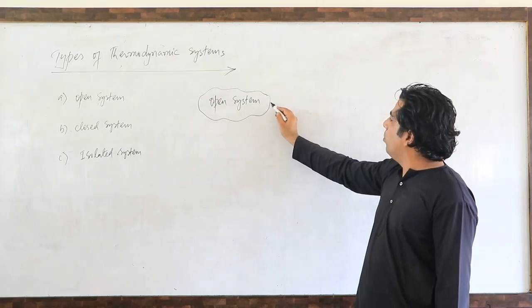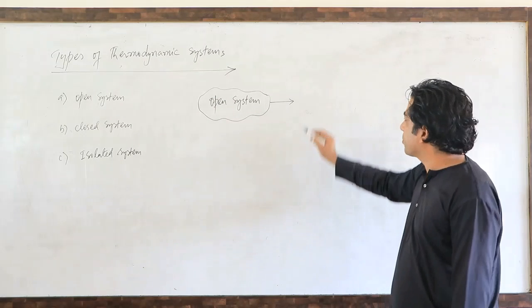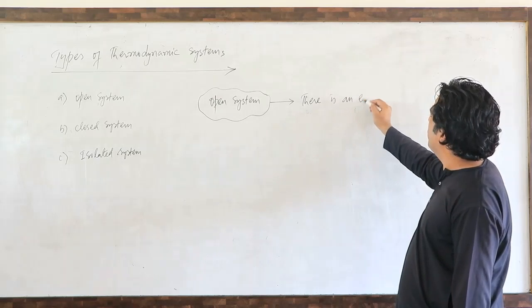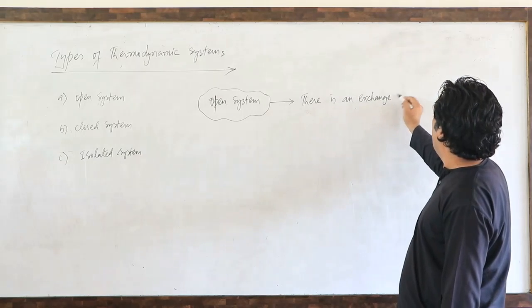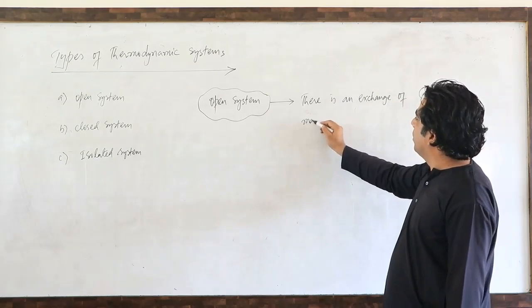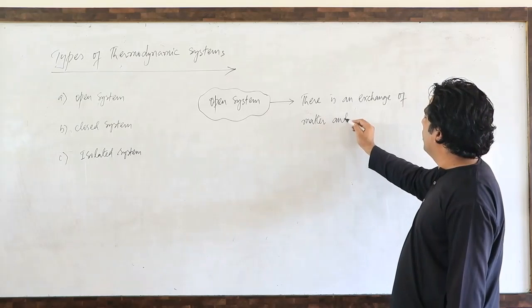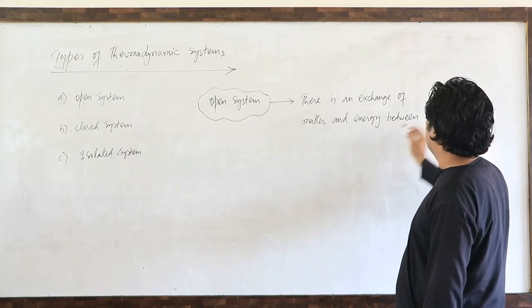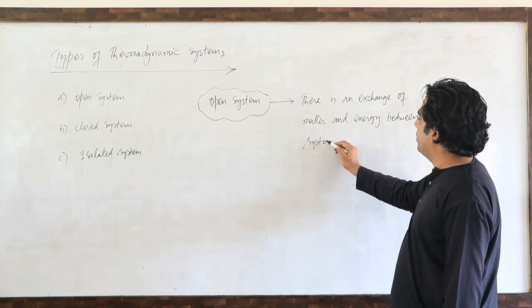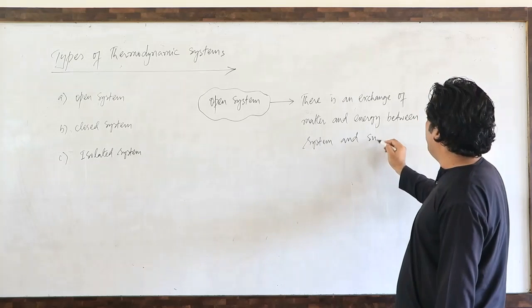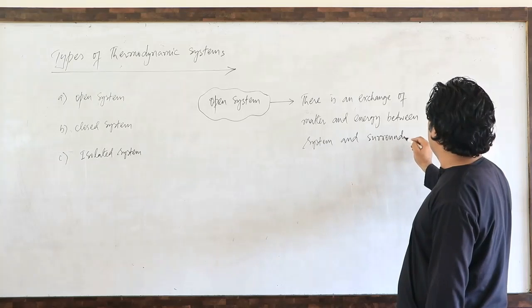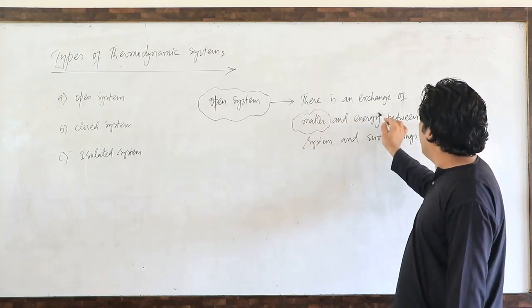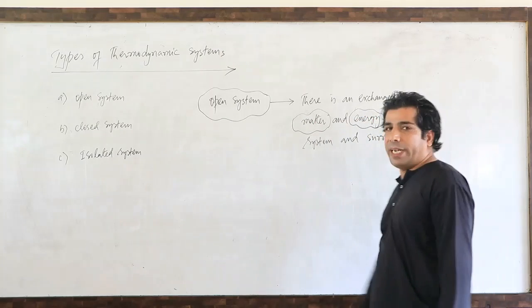So if we look at the open system, what happens? There is an exchange of matter and energy between system and surroundings. So my dear friends, in an open system there is an exchange of two things. One is matter, that is mass, and the other is energy, between system and surroundings.